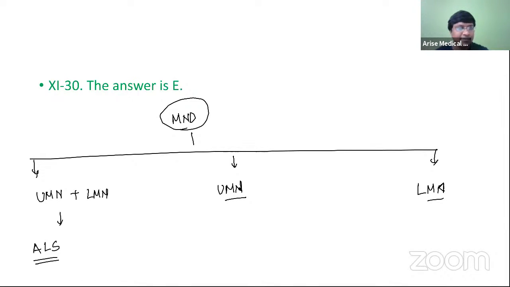Now, you should be very much aware what are the motor neuron diseases where upper motor neuron is affected, and what are the motor neuron diseases where the lower motor neuron is affected. Singaram sir has taught. Okay, fine.